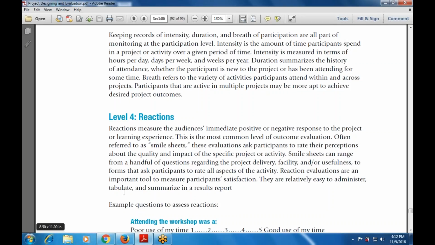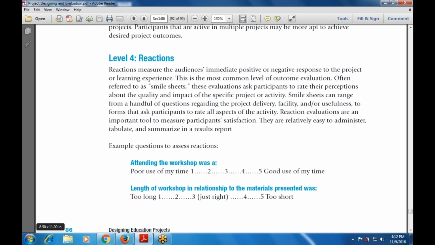Then example questions to assess the reaction. What are the various example questions to assess the reactions? So first is, attending the workshop was a poor use of my time. So when attending the workshop, that was a poor use of my time. That means there is no knowledge gained from the workshop. So that is a poor use of my time, and there is time wastage, which ranges as a 1.